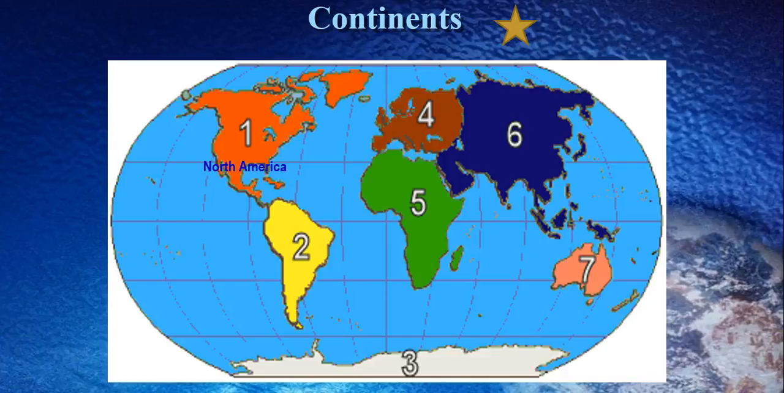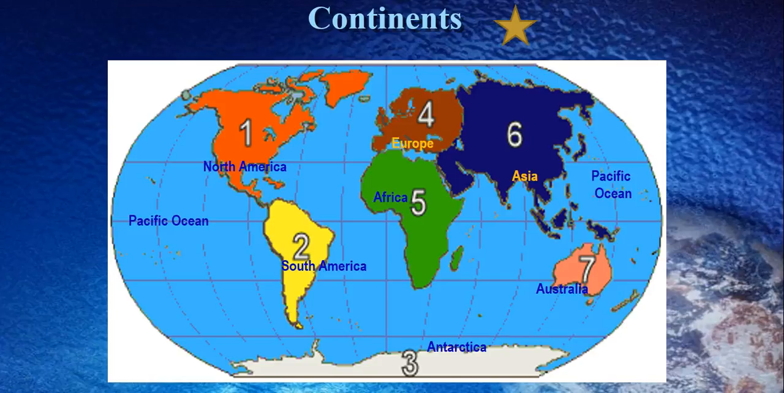Alright, so you guys just saw the territories. Now we're going to move to the continents. Now there are 7 major continents and 5 oceans. The first continent you live in is North America. Then we have South America, Antarctica. Number 4 is Europe, 5 Africa, 6 Asia, and 7 is Australia.